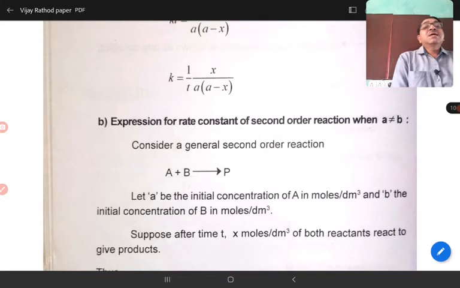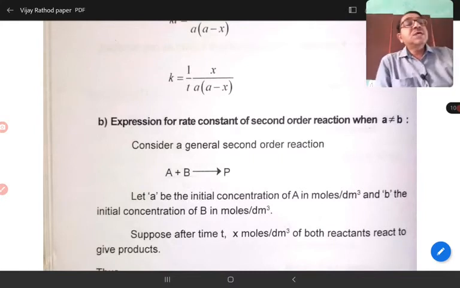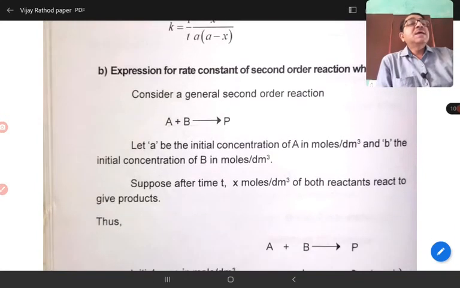Now considering the rate constant of a second order reaction with another condition, that is with unequal concentration, or when the reactants are not similar. Now the expression for the rate constant of a second order reaction when A is not equal to B: as in the earlier part, we have to consider the same reaction. Consider a general second order reaction, A plus B gives product P.